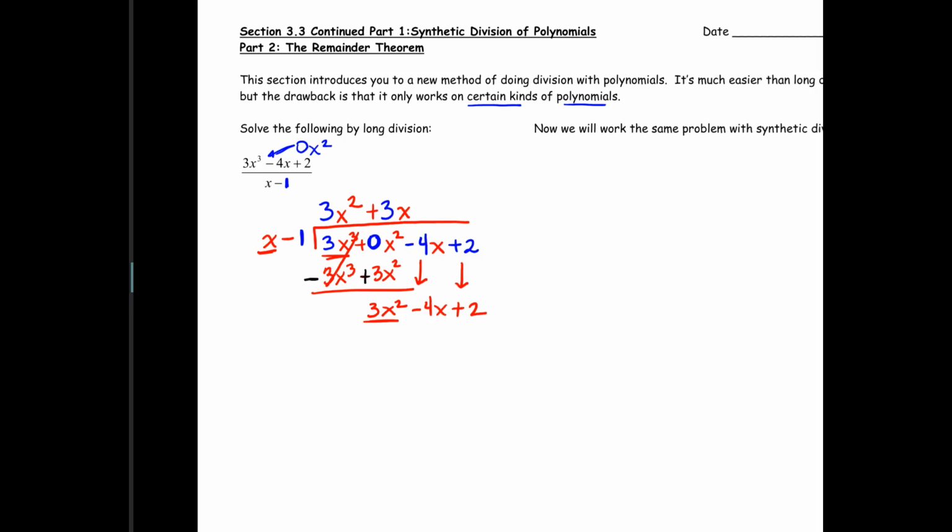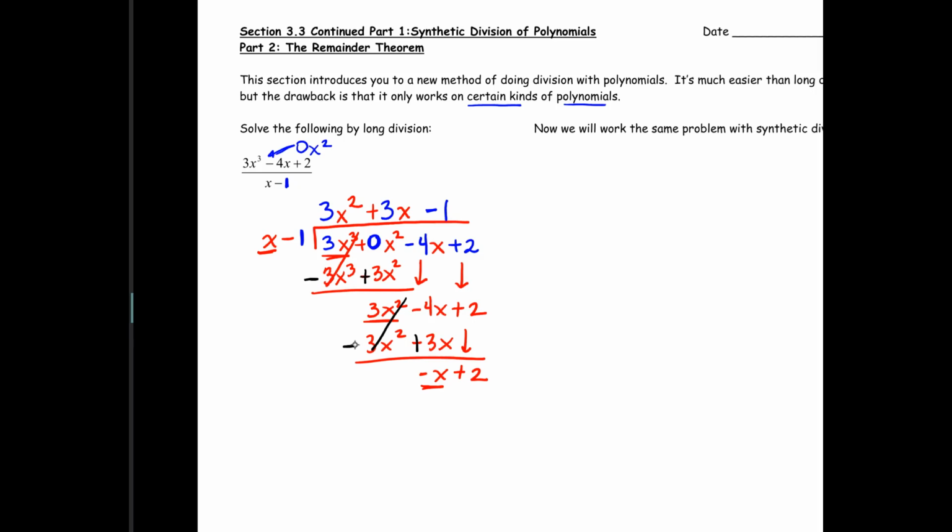And now 3x times x would give me 3x squared. 3x times negative 1 gives me negative 3x. And subtract, subtract. 3x squared minus 3x squared cancels. Negative 4x plus 3x gives me negative x. And bring down that 2. And now what times x gives me negative x? Negative 1, but I'm going to put that in a different color.